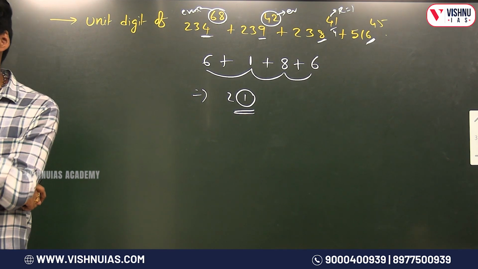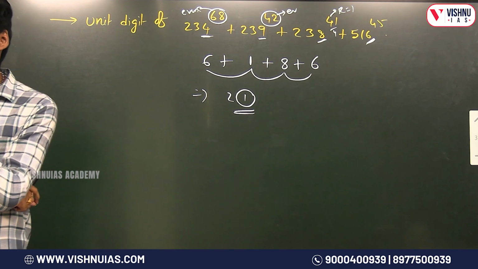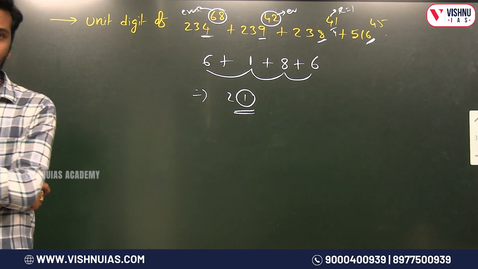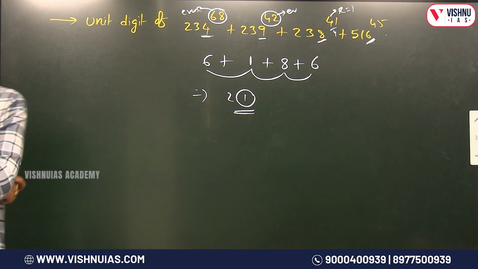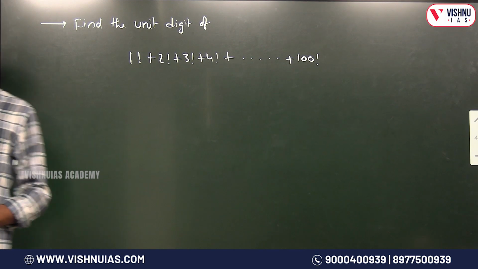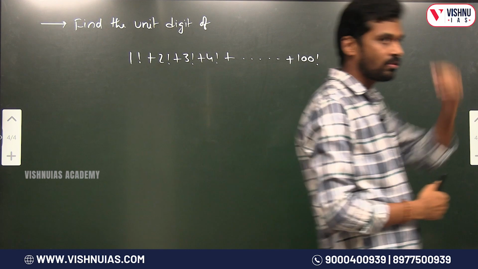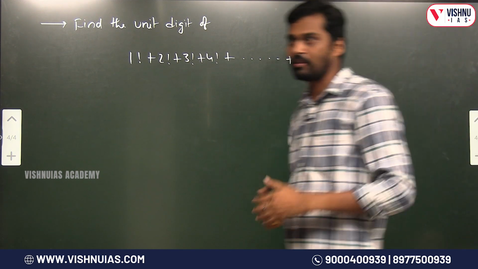And what are the points you need to remember in the factorial numbers? After 5 factorial, all the numbers ends with 0. Next point, except 1 factorial, all other factorial numbers are even numbers. Okay. So find the unit digit of this expression 1 factorial plus 2 factorial plus 3 factorial plus 4 factorial till 100 factorial.